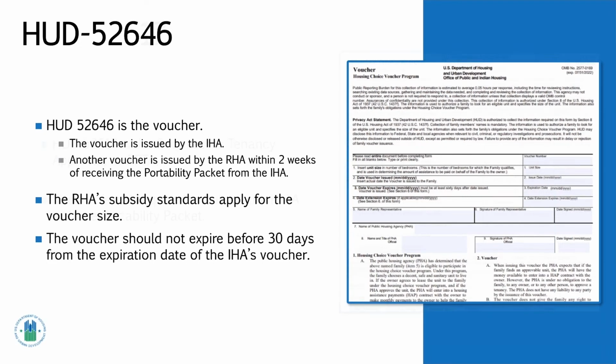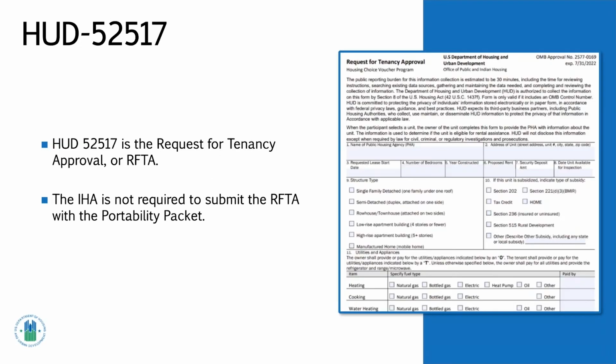The request for tenancy approval, otherwise known as the RFTA, is not a required form to send, but some PHAs will send it as a courtesy so that the receiving housing authority doesn't have to spend too much time either getting it online or pulling it out of the file. And some PHAs will request that the initial housing authority sends the request for tenancy approval as a part of the portability packet, but again, it's not required.